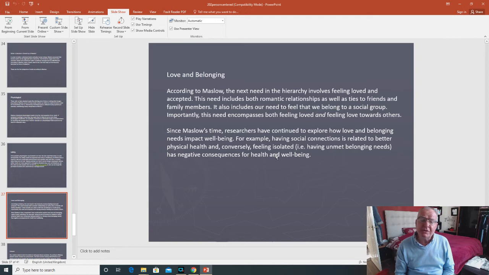According to Maslow, this level is called love and belonging. According to Maslow, the next need in the hierarchy involves feeling loved and accepted. Really now, if we think about object relations, this is fitting in with their stance that the primary objective of the human being is to forge good relationships with other human beings. Remember that from object relations? So again, according to Maslow, the next need in the hierarchy involves feeling loved and accepted.